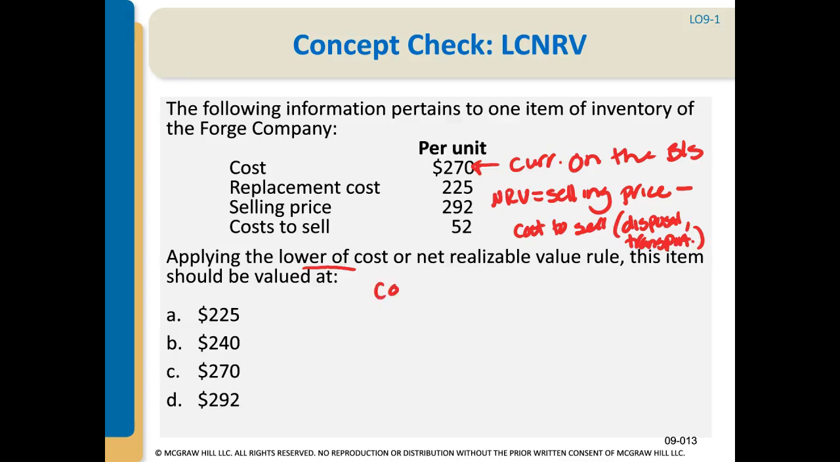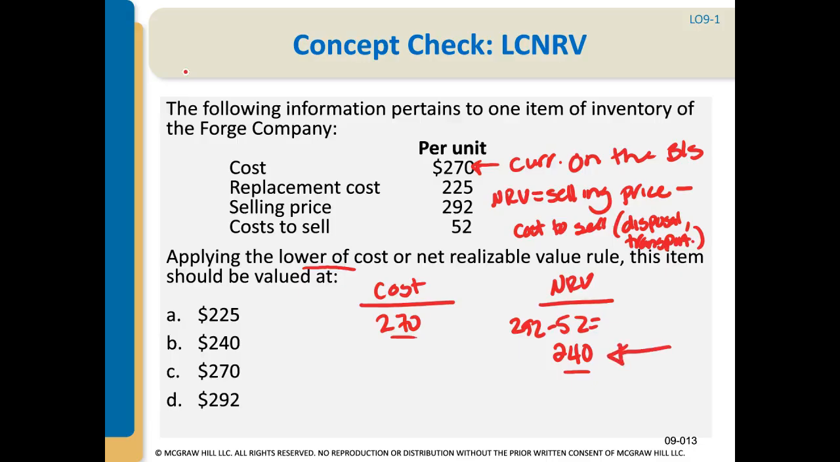So we're going to look at our cost. Our cost, it tells us, is 270. Our net realizable value is going to be our selling price minus the cost to sell, which equals, I think, 240. And so we say, okay, we need to look at the lower of 270 and 240. The 240 is the lower of the two. And so it should be valued at B, right? Let's see, survey says yes.